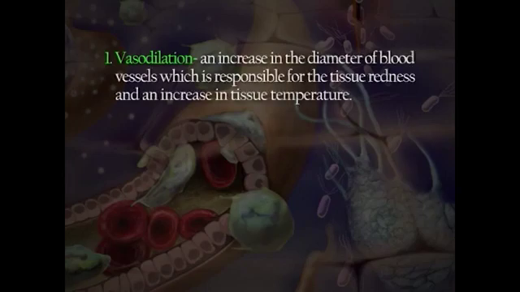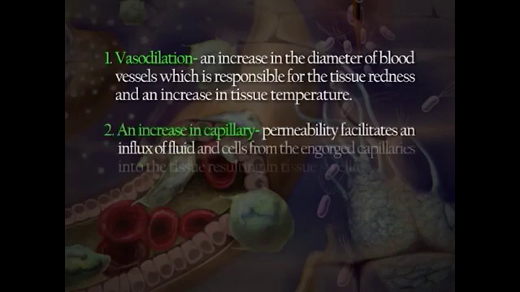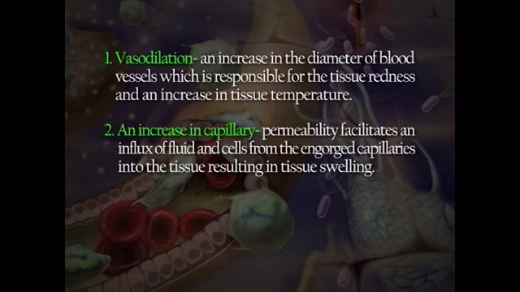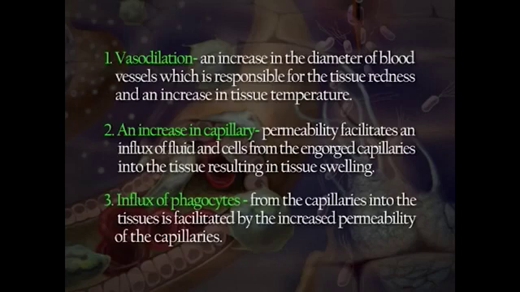The cardinal signs of inflammation reflect the 3 major events of an inflammatory response: vasodilation, an increase in the diameter of the blood vessels which is responsible for the tissue redness and an increase in tissue temperature. An increase in capillary permeability facilitates an influx of fluid and cells from the engorged capillaries into the tissue, resulting in tissue swelling. Influx of phagocytes from the capillaries into the tissue is facilitated by the increased permeability of the capillaries.